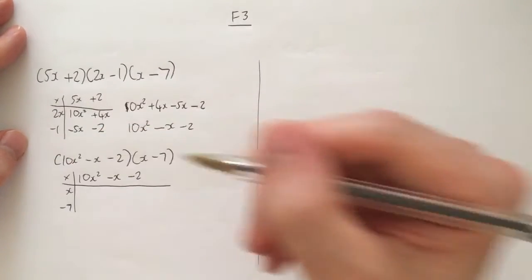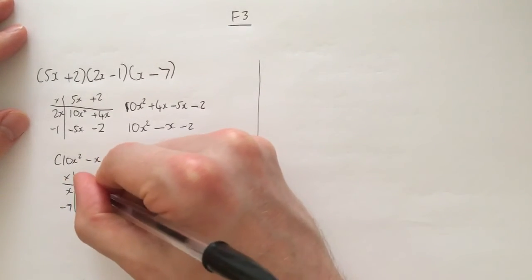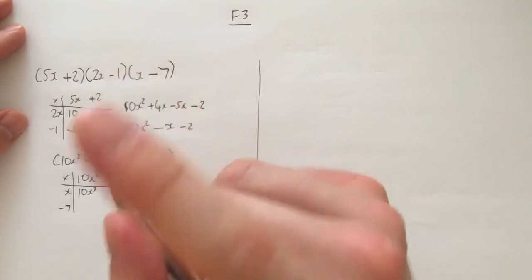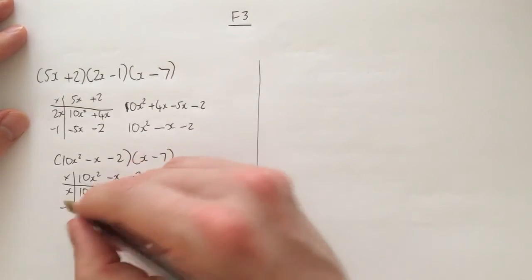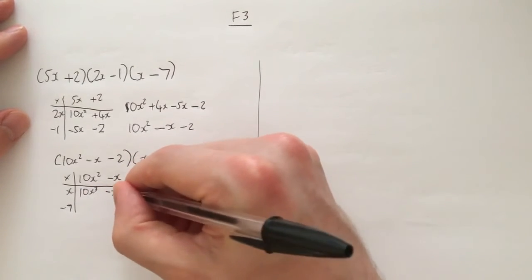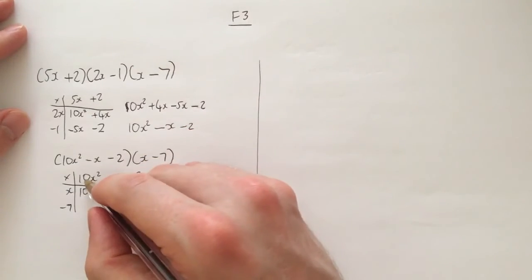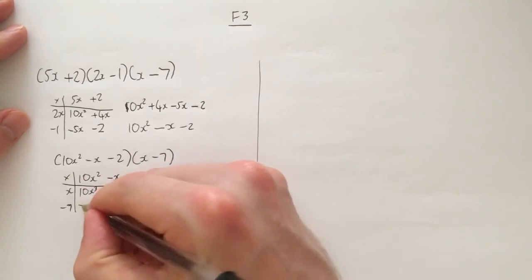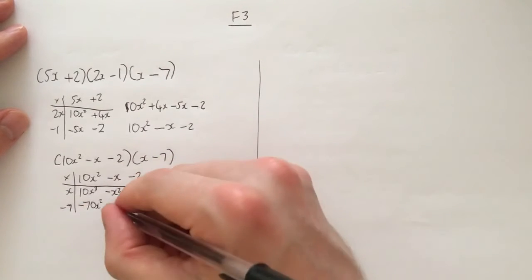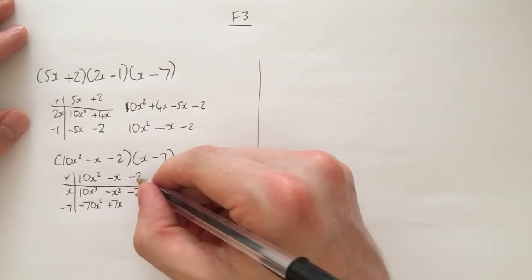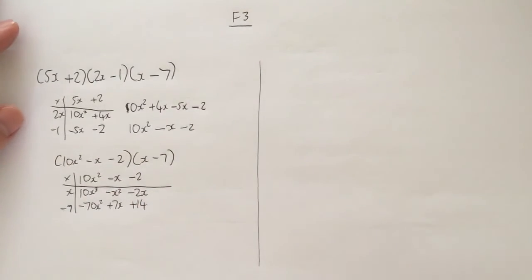Right, no surprises again. 10x squared minus x minus 2, x minus 7. We know that we're going to multiply it. 10x squared times x is 10x cubed. 10x cubed. Please be careful with that. X squared times x is x cubed. Negative x times x is negative x squared. Negative 2 times x is negative 2x. 10x squared times negative 7 is negative 70x squared. Negative x times negative 7 is positive 7x. And negative 2 times negative 7 is positive 14. You see, there's a lot of negatives we've got to be careful of here.